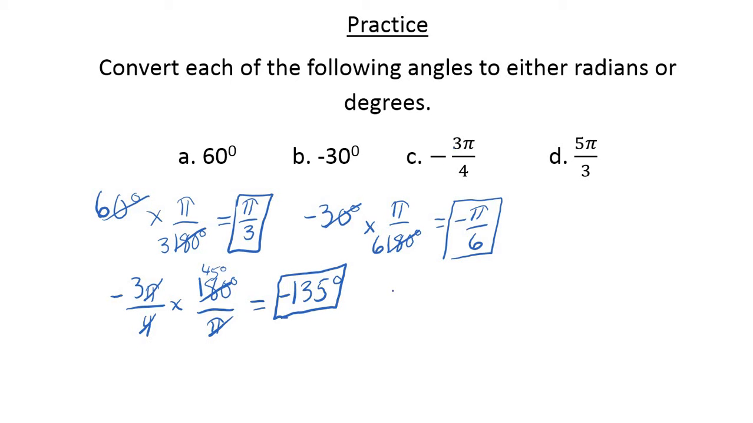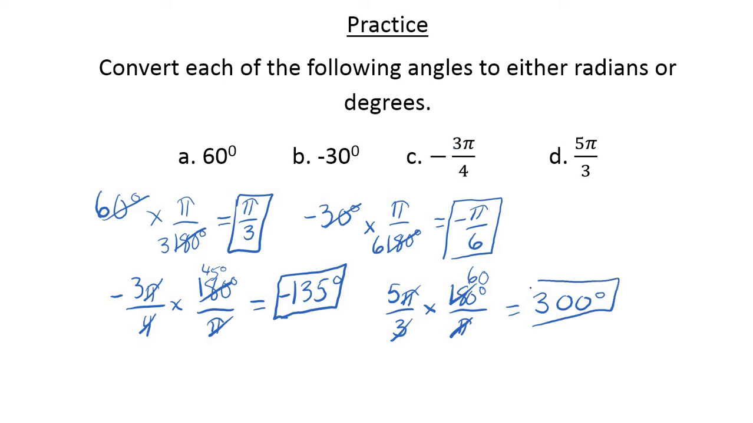Okay, one last one, 5 pi thirds. So 5 pi thirds, again, same thing, 180 over pi. I know it's that way because this is already radians. I don't see a degree symbol. So I want to go to degrees. So my pi is going to cancel, always will, by the way. 180 over 3, well, that's a nice one. That's 60. 5 times 60. So for this one, we get 300 degrees. Hey, not too bad, okay?